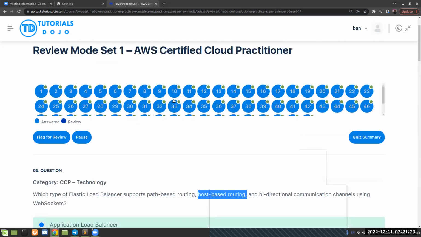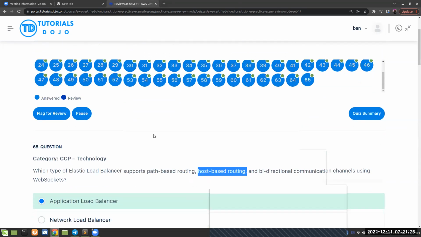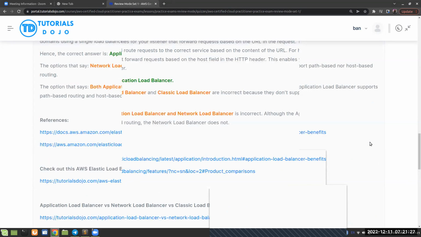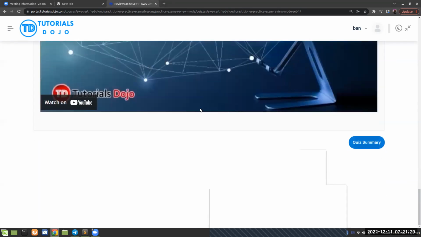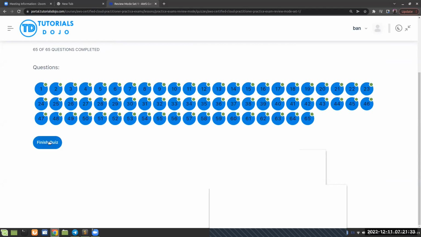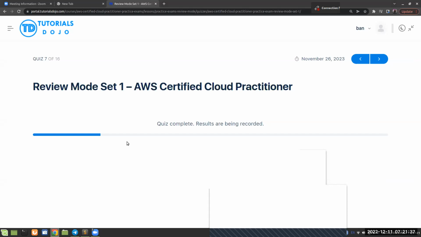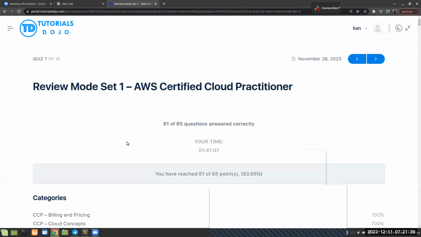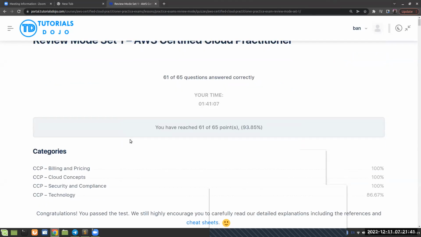So that was the last question. Let me get this done. I always want to do this immediately because if I don't, once I lose the page, it means that we won't do it.